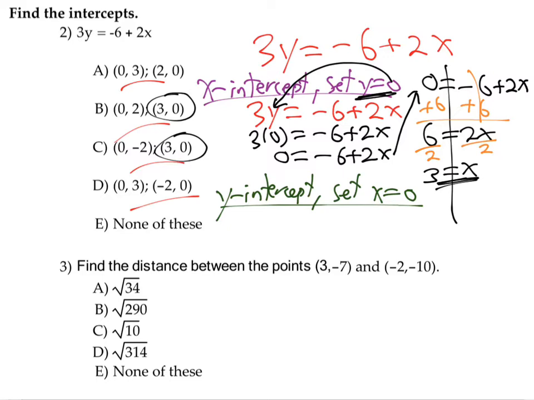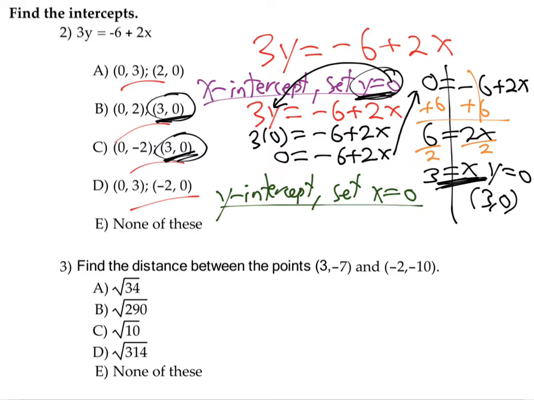Already I know it's either B or C. Does that make sense? Because they both have this 3, 0. This is x is 3, and it came from y is 0. So it's 3, 0. That's the x-intercept. Now let's find the y-intercept. That one will be easier.